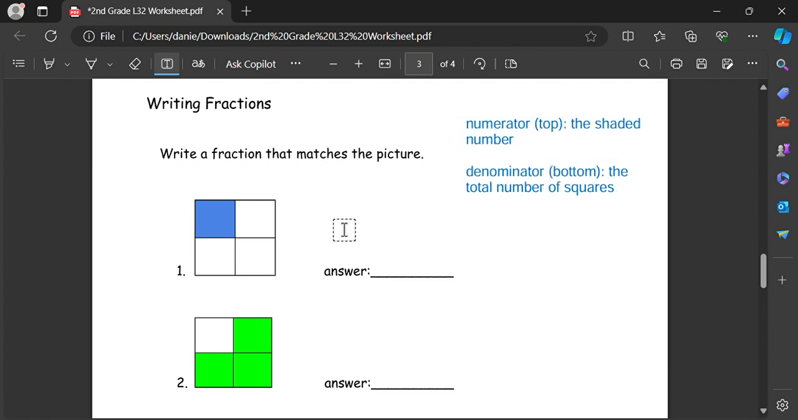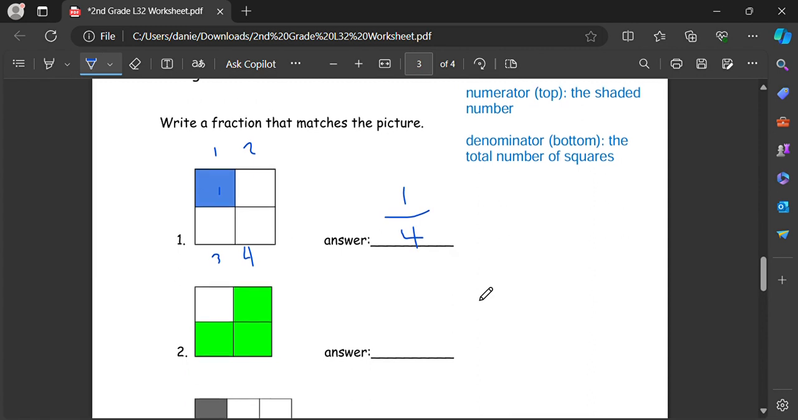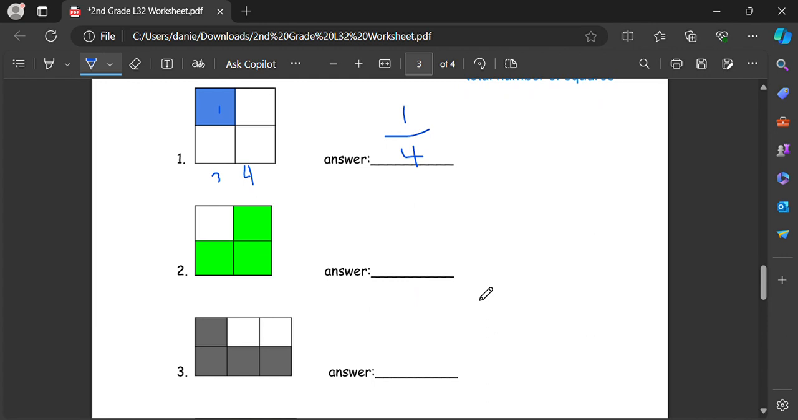Okay, so number one, here we see there is only one shaded square. So the top will be 1, and then the bottom will be 1, 2, 3, 4. So it will be 1 over 4. Okay. Number 2, here we have 1, 2, 3 shaded squares, so the top number will be 3, and it is over 1, 2, 3, 4, so it will be 3 over 4.